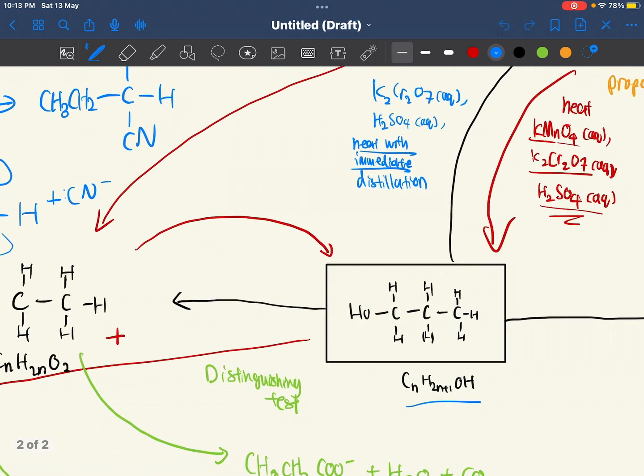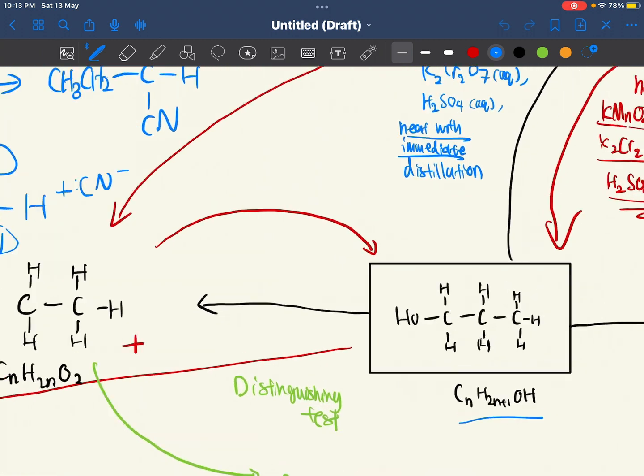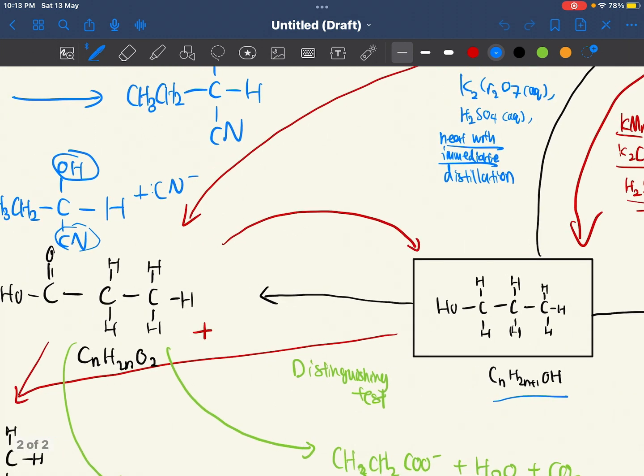Okay, so now we're talking about our carboxylic acid. How do we convert a primary alcohol all the way to a carboxylic acid? You can use KMnO4 directly, with an acidic medium and heat. You can use K2Cr2O7, still the same, but you can just use KMnO4 directly.